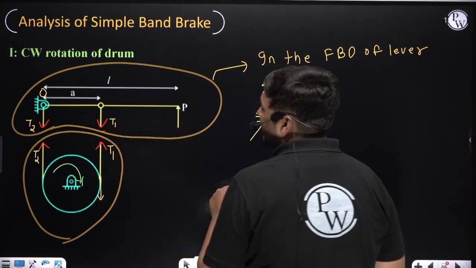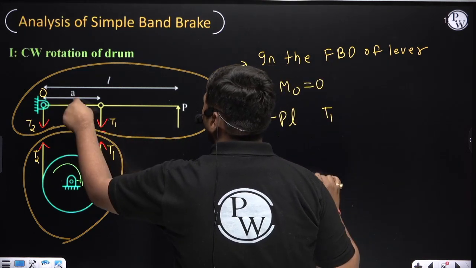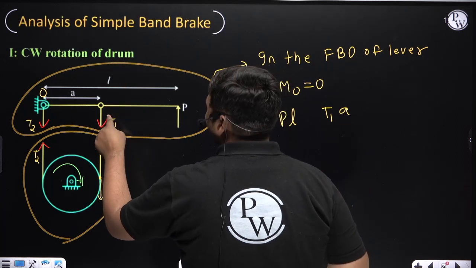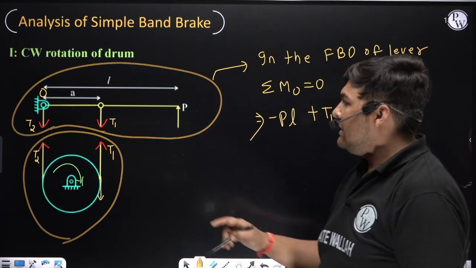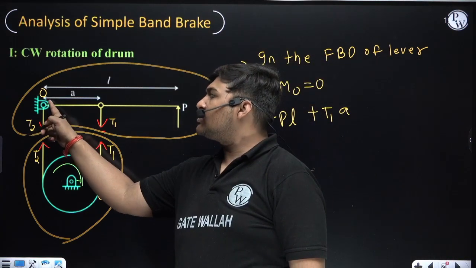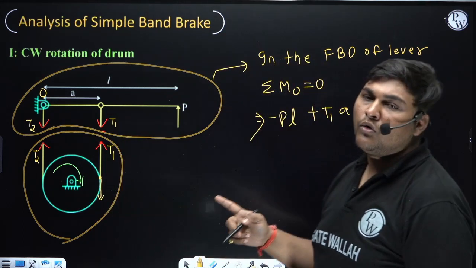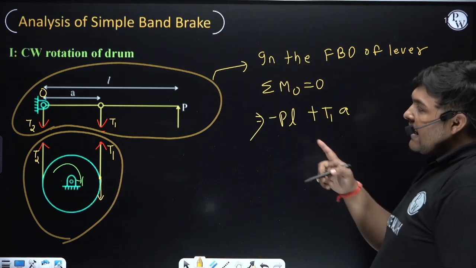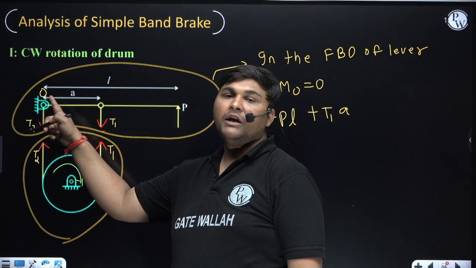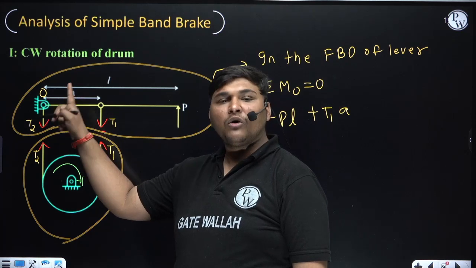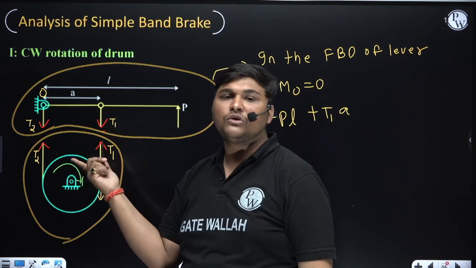Now the moment of force T1: it is T1, its perpendicular distance from O is A. The direction of moment due to this T1 about O is clockwise. I am considering clockwise direction as positive. Now T2, since T2 is passing through O, its moment about O will be 0, and since its moment about O is 0, we need not write this. Again, we will not write the moment of reaction of this hinge point. Why? Because we are taking moment about the hinge point or fulcrum, and the reaction will also come at this location O.